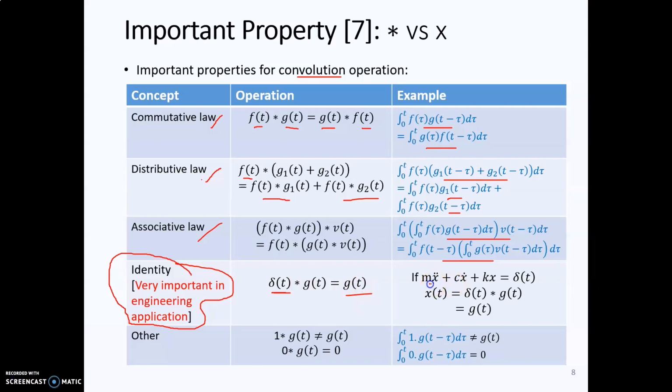For example, in a mass spring system, if your forcing function is an impulse, then you will get the response equal to the impulse convolved with your system function, which is g(t). And since we know that if you take the impulse function and convolve with any function, it will return that function, therefore you obtain the result to be g(t), and you will find that your response is the same as the system function.